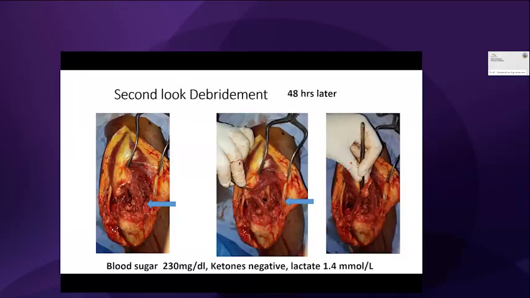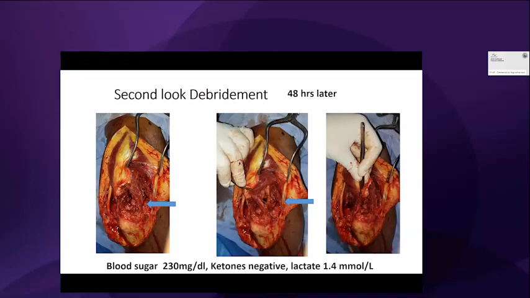And 48 hours later, when we took him up for a second look debridement, by the time he got resuscitated, the sugars were a little bit less, ketones were negative, and lactate also normalized. However, we can see that there is extensive crushing of the muscles, avulsion of triceps from the olecranon, and gross contamination, both medially and laterally. So this kind of extensive soft tissue disruption through a small wound, we don't appreciate many times. So this gets missed. So here it took almost 1.5 hours for the debridement.